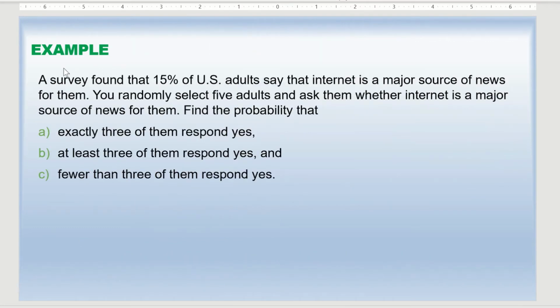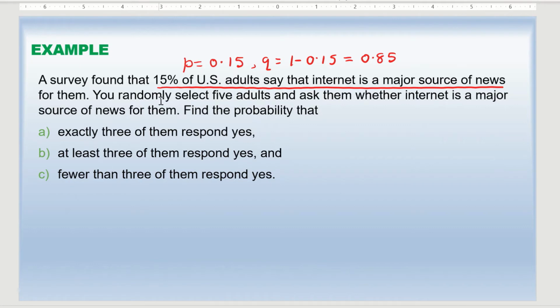Now it's time for the next example. Let's find out what is here. A survey found that 15% of US adults say that the internet is the major source of news for them. So 15%, you can see here, they say that the internet is the major source of news for them. So here P is equal to 0.15. So you know the Q. Your Q will be 1 minus 0.15, or 0.85. That is the value of Q.